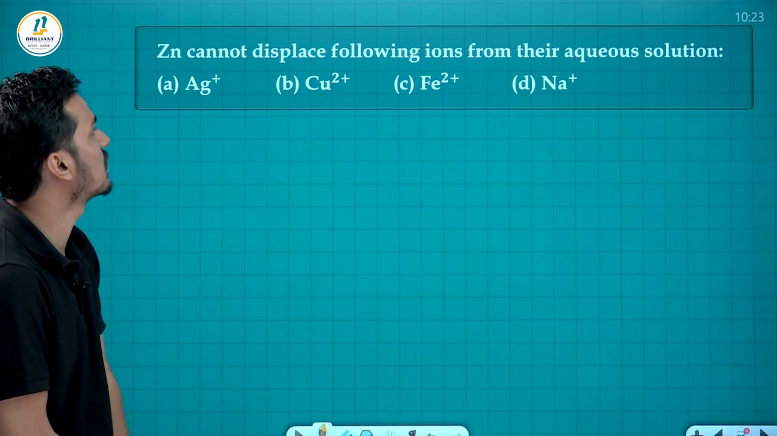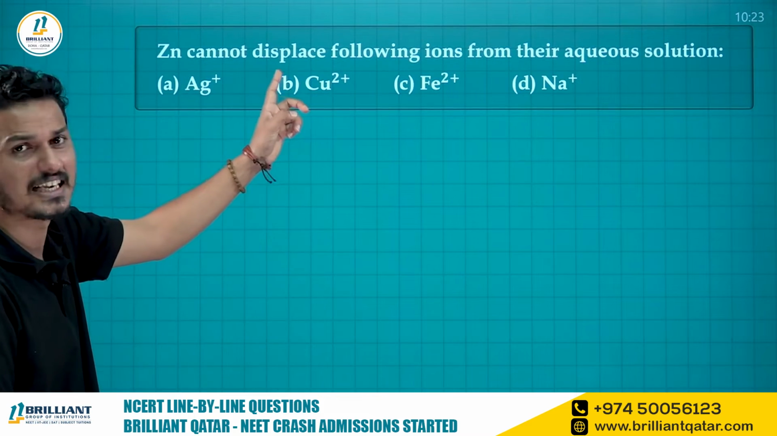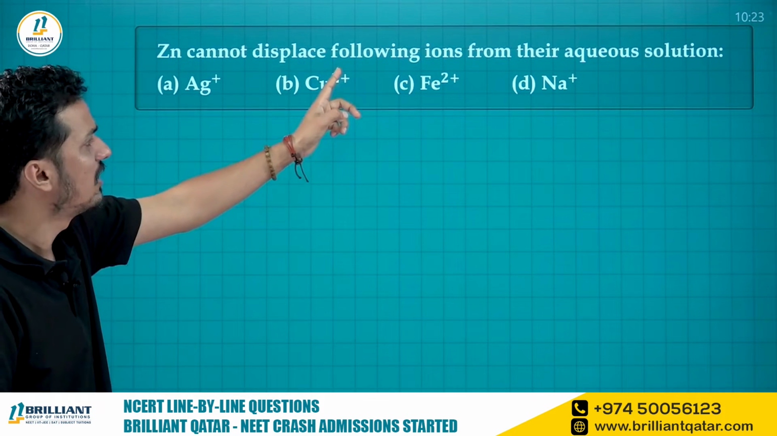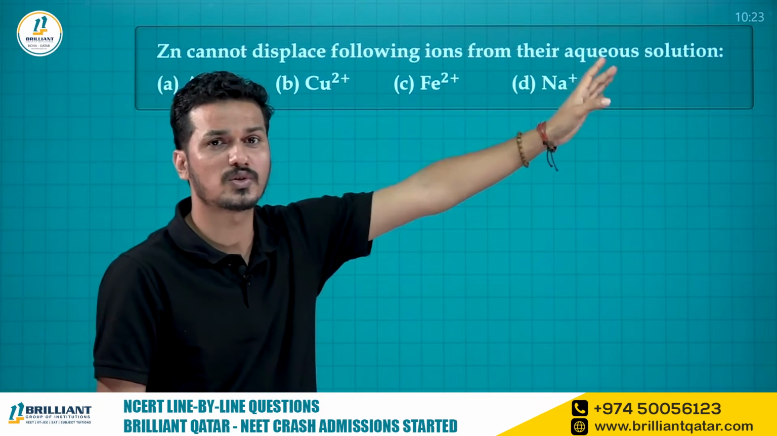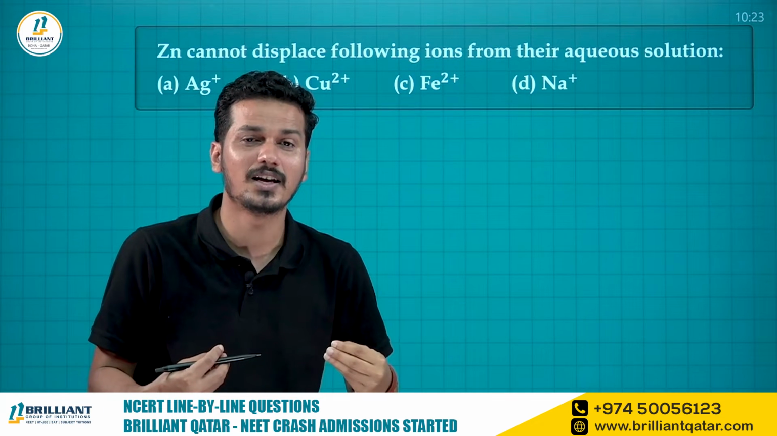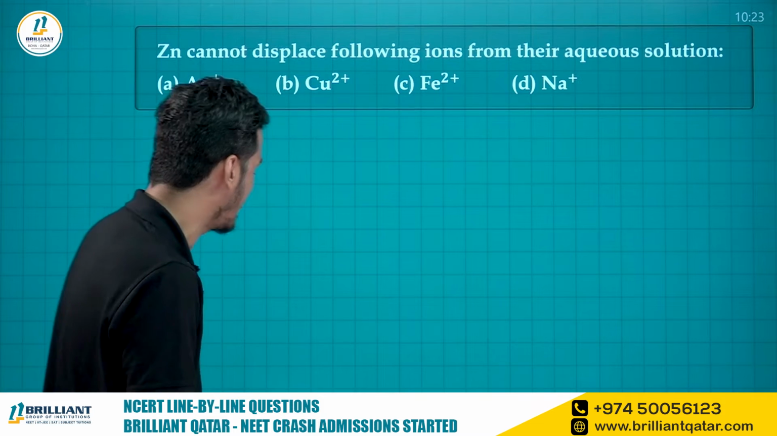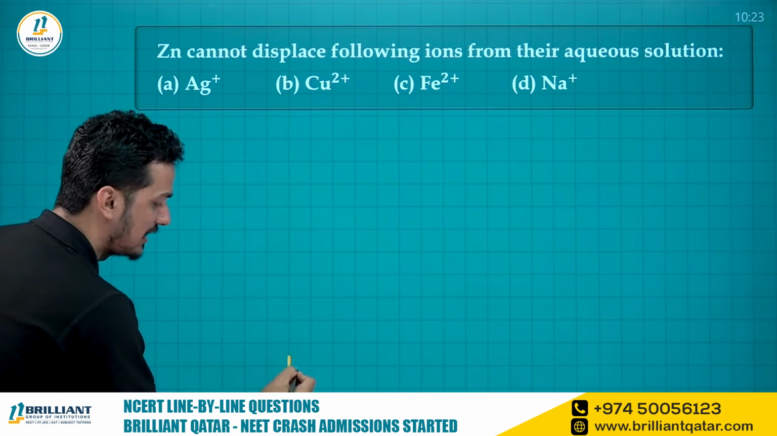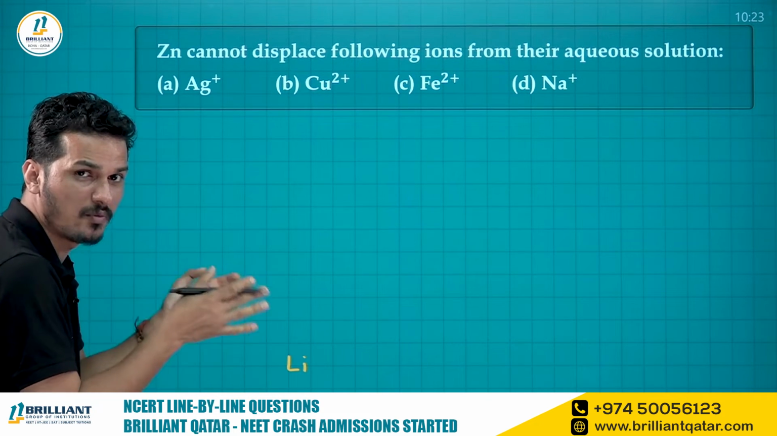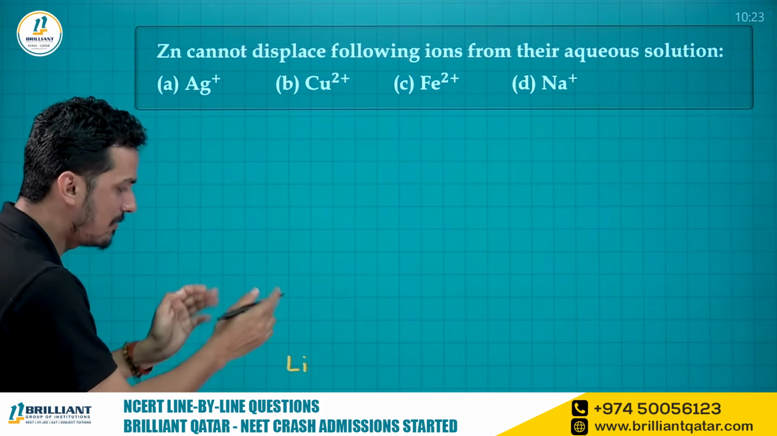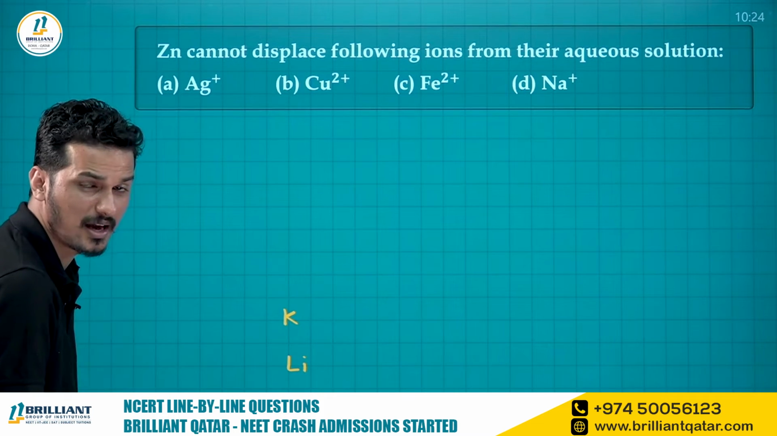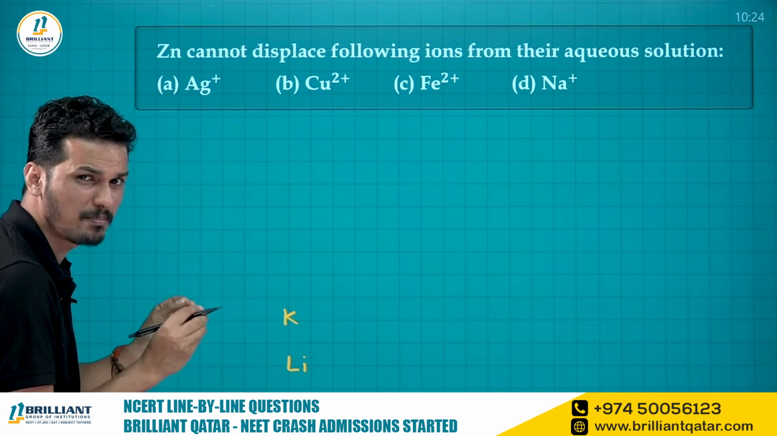This is the question. Zinc cannot displace the following ions from their aqueous solution. We know the electrochemical series. What's the electrochemical series? Here I am writing lithium, the one with low SRP. Then I am writing potassium. You remember, I hope so.